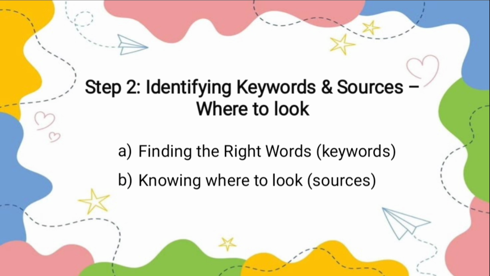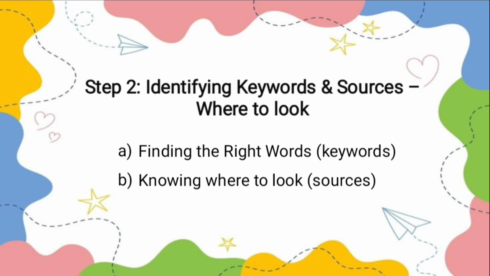How to do it simply? You need to brainstorm words related to your topic. Think of synonyms and different ways to say the same thing. For example, if your topic is about teens and online friends, keywords could be adolescents, social media relationships, online peer interaction, etc.